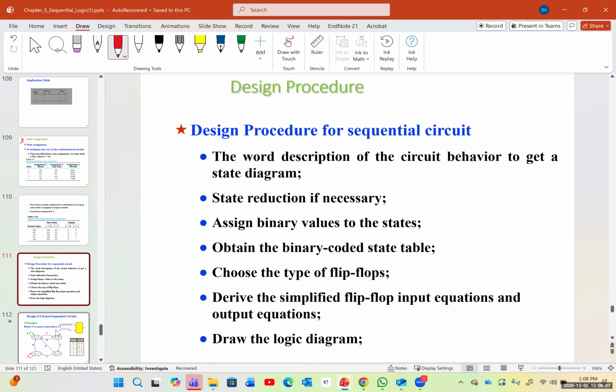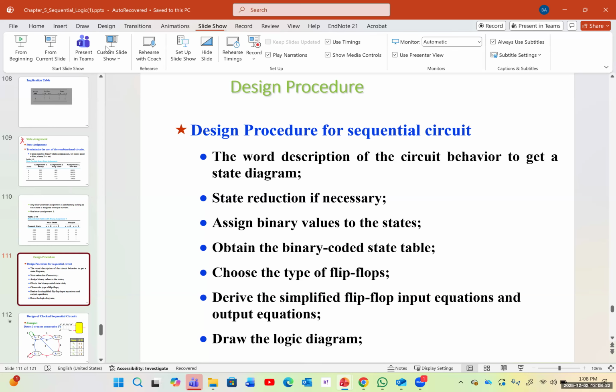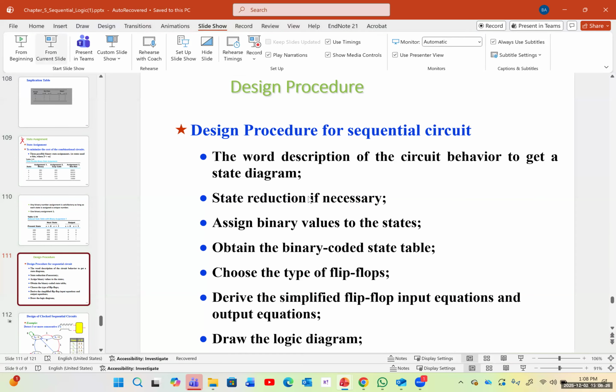Then after choosing the type of flip-flop, we will derive the simplified flip-flop input equations and output equations using the K-map. And finally, we will draw the logic diagram. I think this slideshow would show a great representation of that.